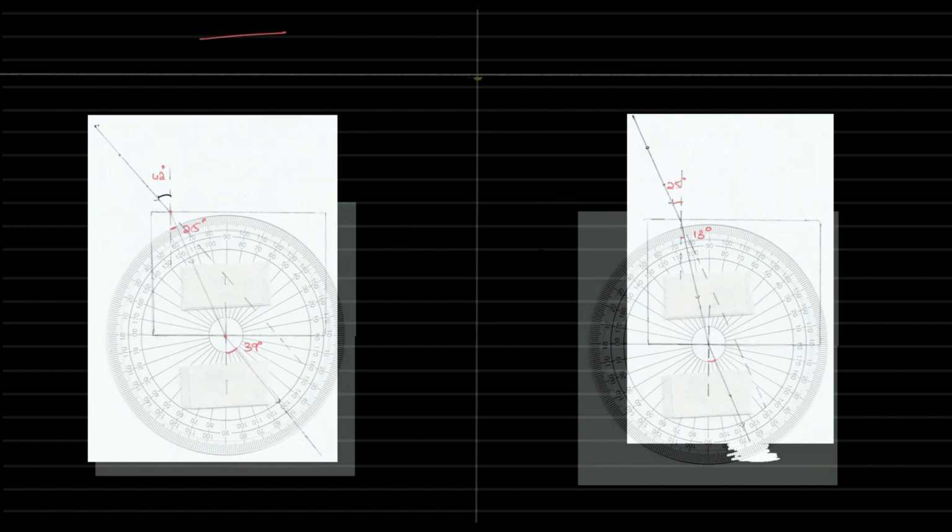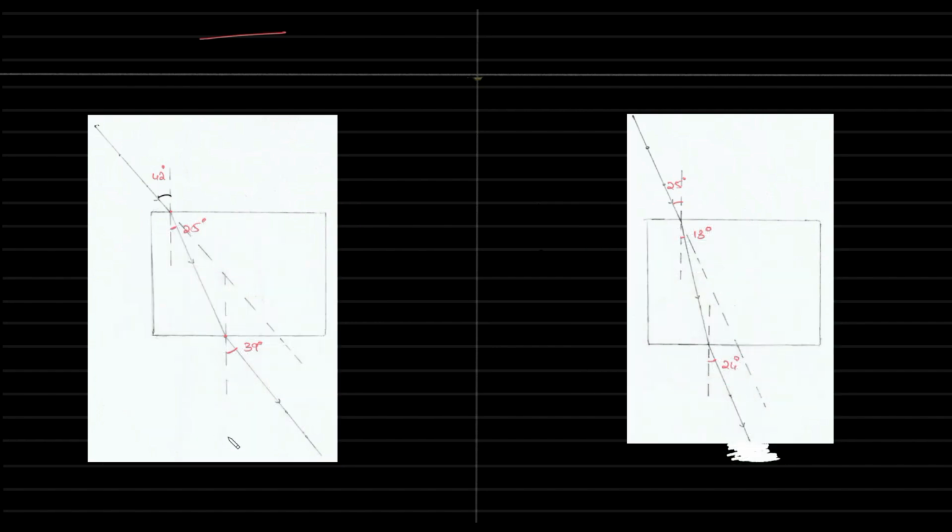Okay, so not an issue. So this is around 24, right? I missed by a degree of 1. Okay, wrong place. This is 24 degrees. So let me show you guys removing the protractor, right? So these are the angles which I measured.